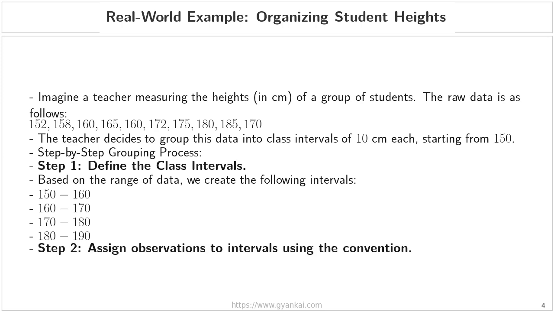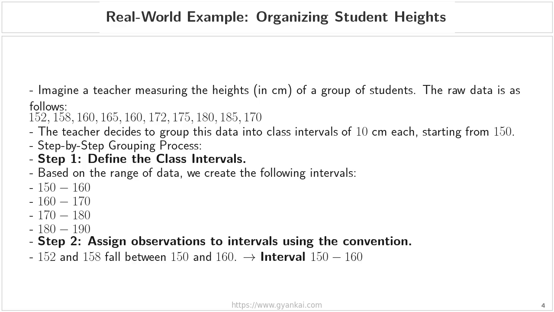Now, for step 2, we assign each individual observation to these intervals. This is where we must be very careful to apply the convention we just studied in the previous slide. Let's look at the first group. The values 152 and 158 both fall clearly between 150 and 160, so they belong to the first interval.